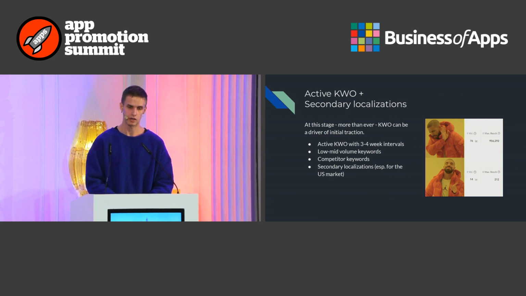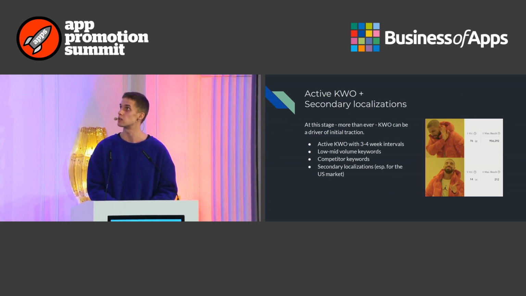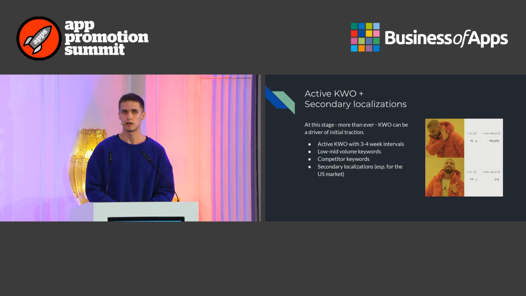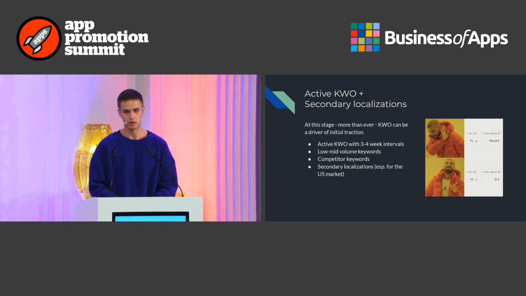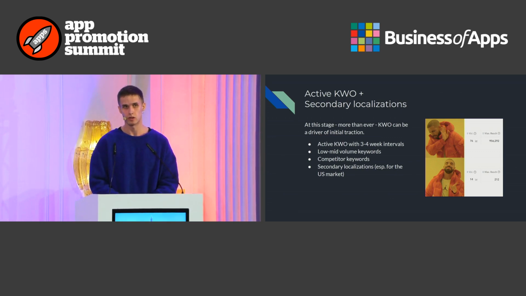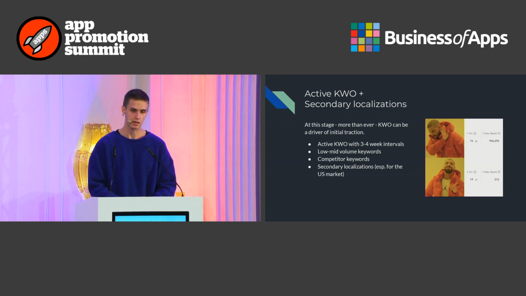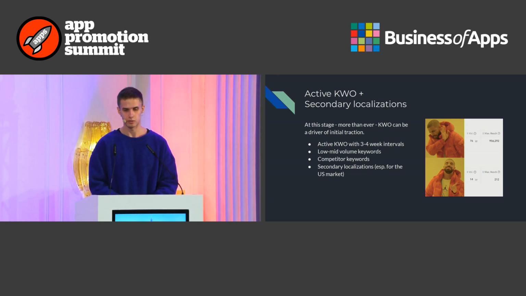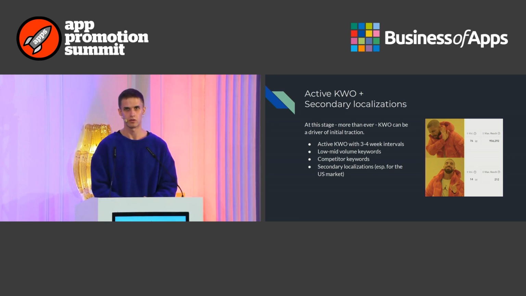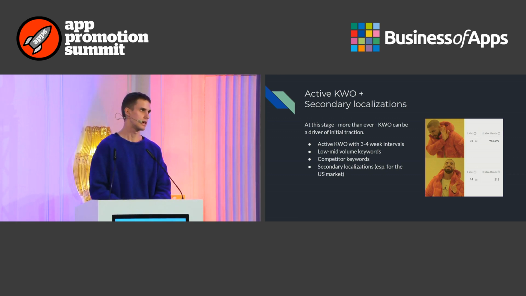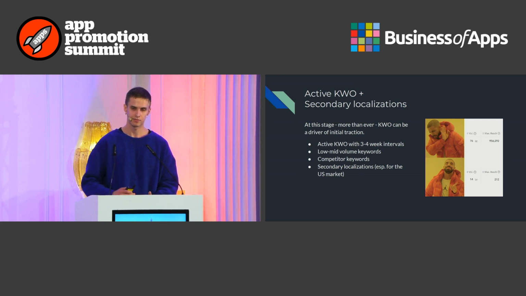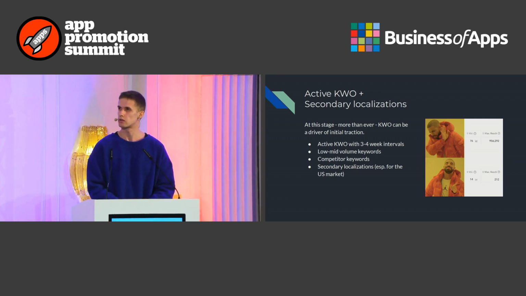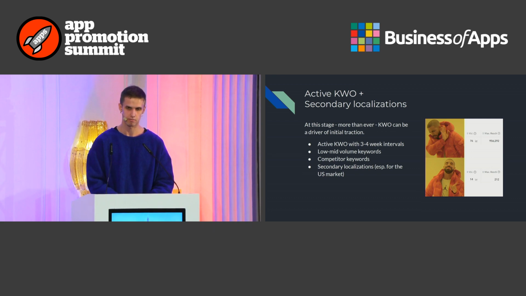To go into more details, first of all, about keyword optimization. At this stage, as I said, I think keyword optimization makes the most sense for an app. It will drive a lot of measurable, big impact. You want to do active keyword optimization with 3 to 4 week intervals because that's the time for the algorithm to index your keywords properly and to rank your keywords to their highest potential.